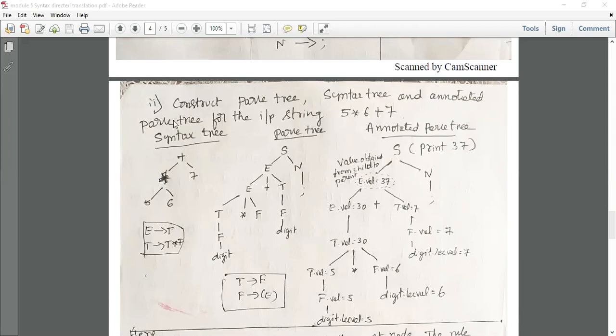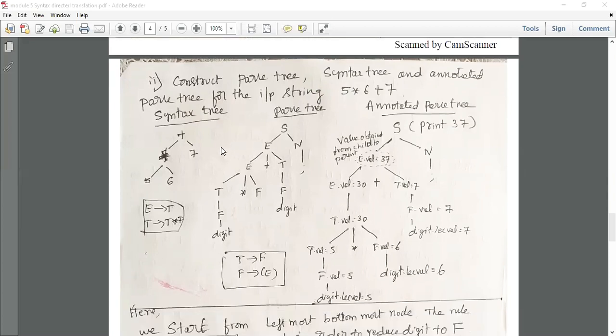Next, come to the second question. They're asking to construct the parse tree. This is the main SDD. The main intention is to construct the parse tree and give semantic actions for each node. That is the main idea behind this syntax directed definition. Construct the parse tree, syntax tree, and annotated parse tree. Annotated means computation on the parse tree, for the input string 5 star 6 plus 7.